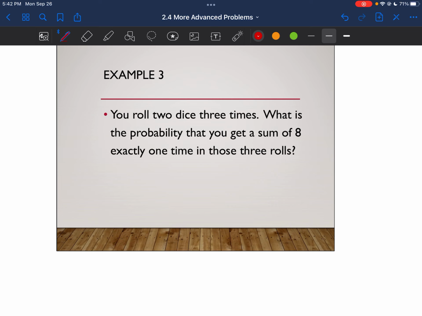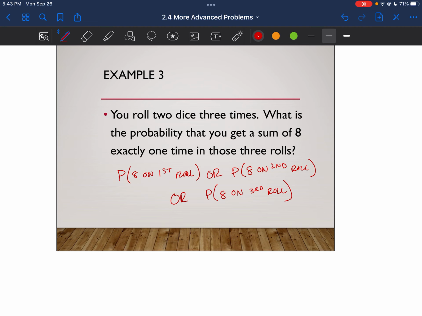So this is actually going to be the probability that I get an 8 on the first roll, or the probability that I get an 8 on the second roll, or the probability that I get an 8 on the 3rd roll. Now I want to make sure that in all 3 of these instances I only get an 8 once. I don't want to get the 8 more than once. I only want to get the 8 1 time.